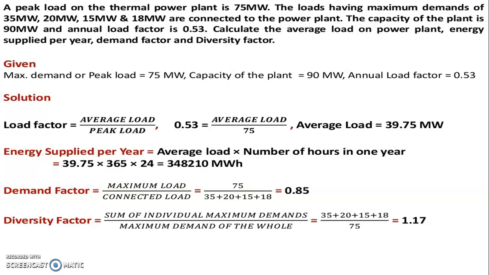So demand factor is the ratio between maximum load to connected load. So here we get the answer 0.85. Then diversity factor: the ratio of the sum of individual maximum demands to the maximum demand of the whole. So through this formula we get the answer as 1.17.